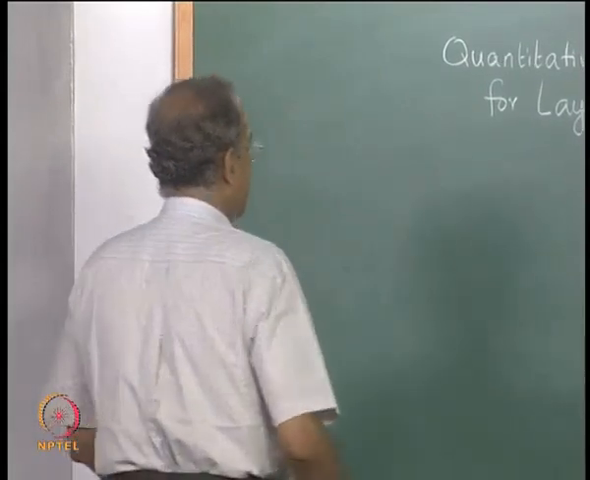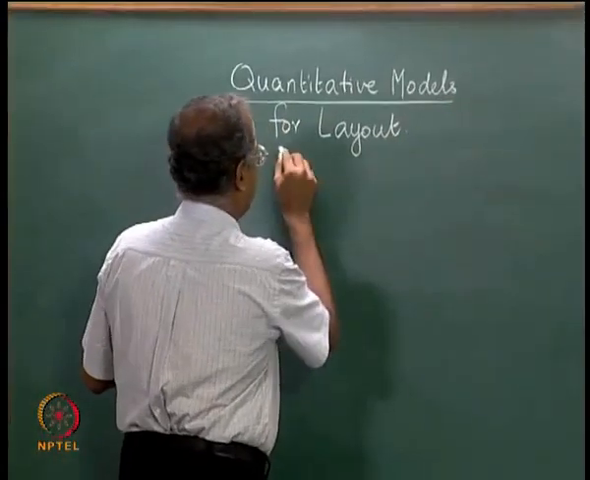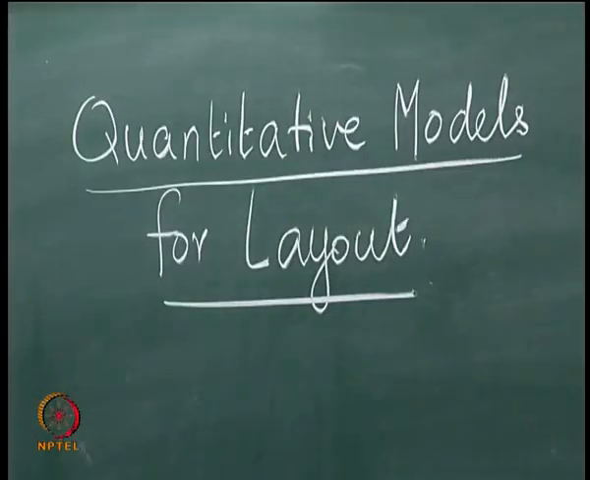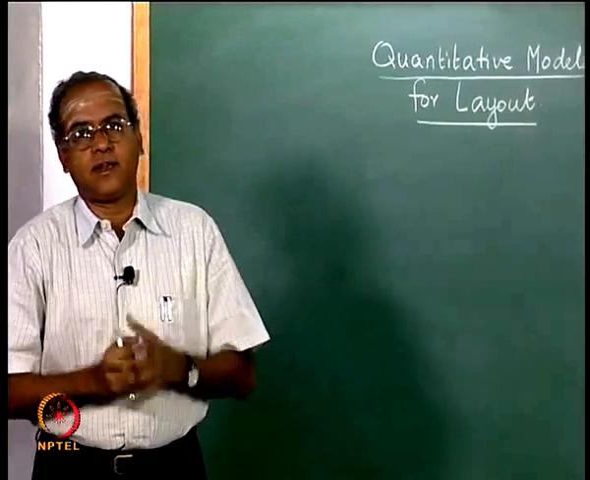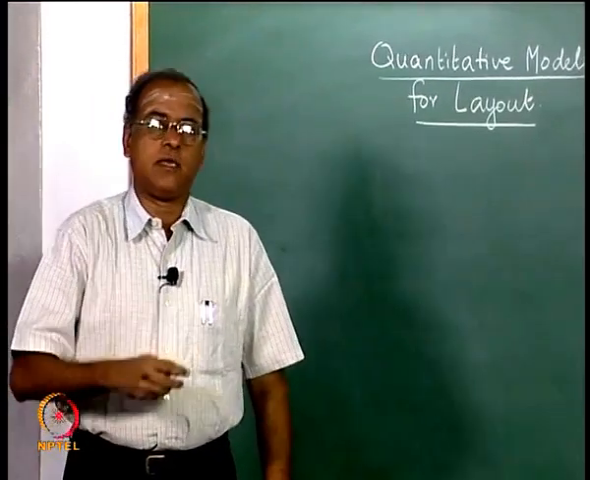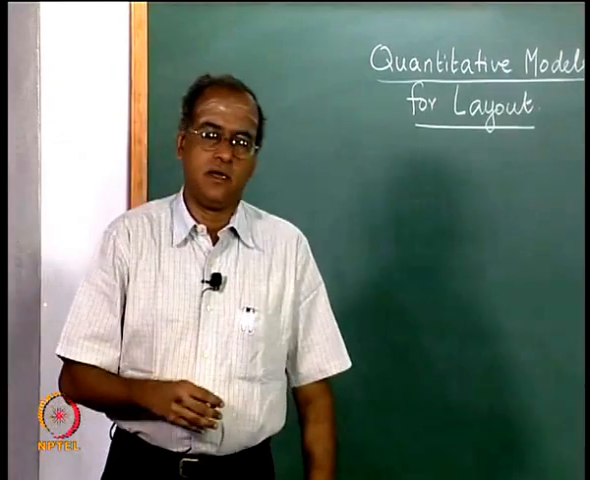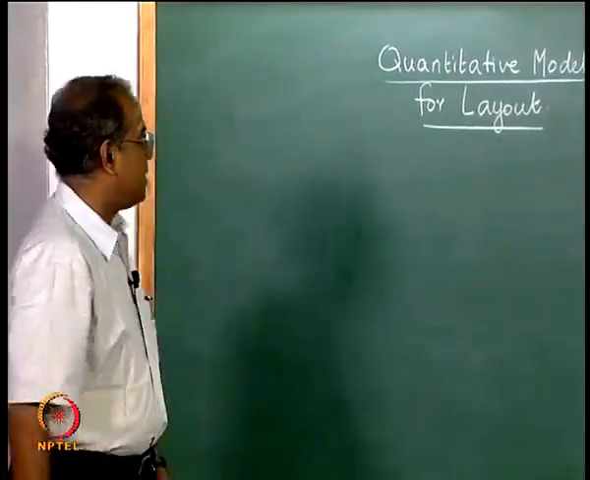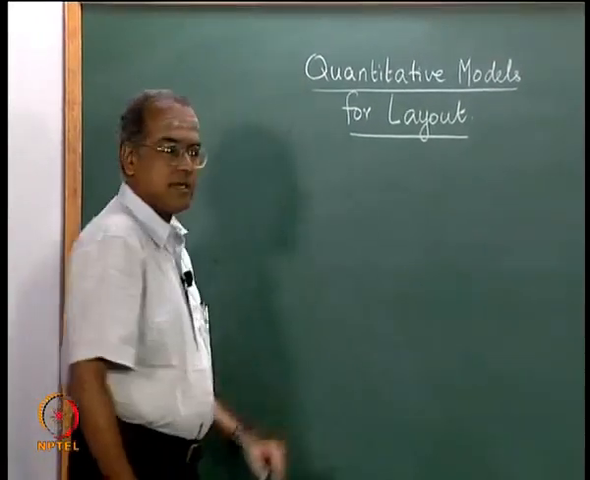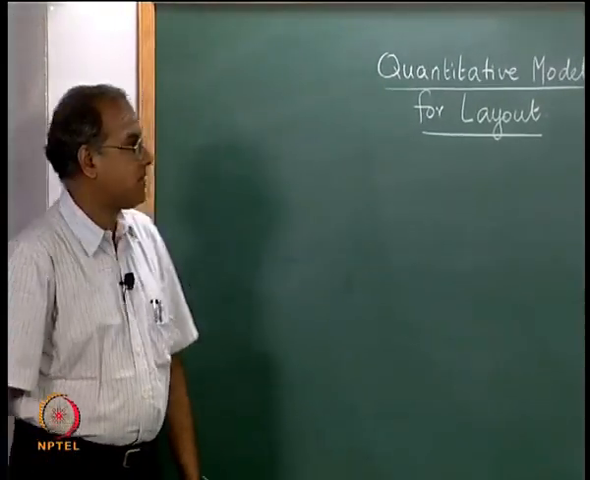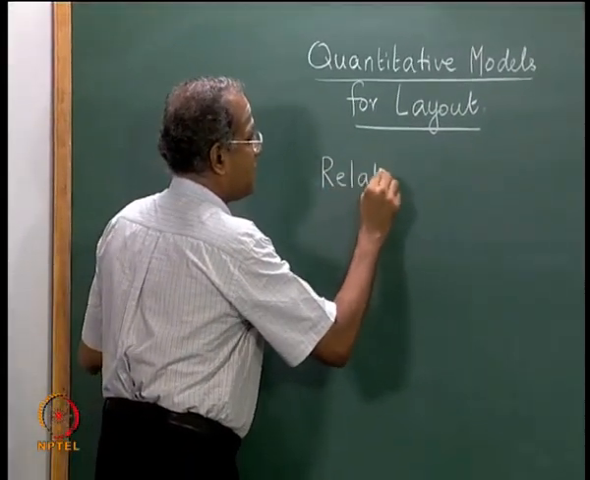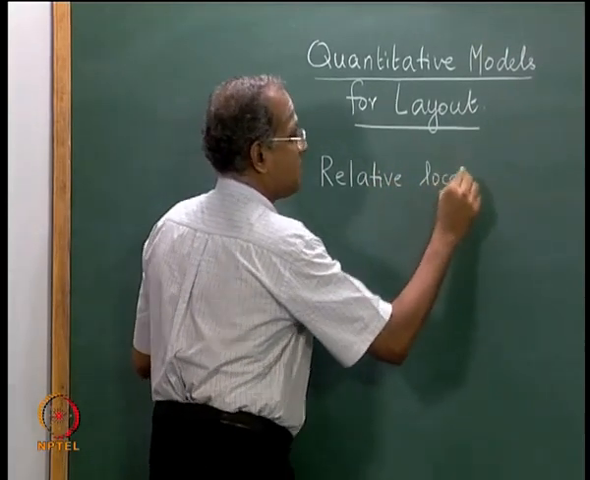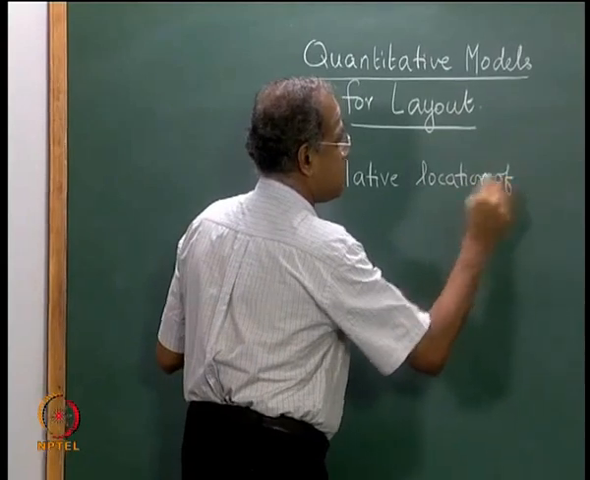In this lecture we look at quantitative models for layout. In the previous lecture we saw one qualitative model, where the layout was made based on a qualitative assessment of the proximity or nearness of the departments to be located. So, in this lecture we will look at some quantitative models for layout. We have already seen that layout is the relative placement or relative location of facilities or departments.